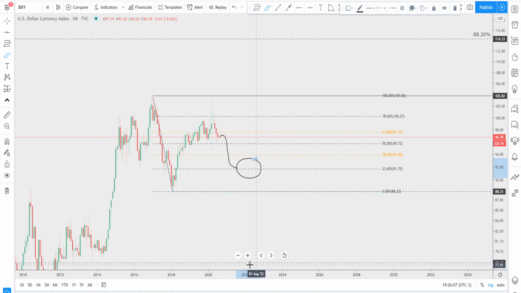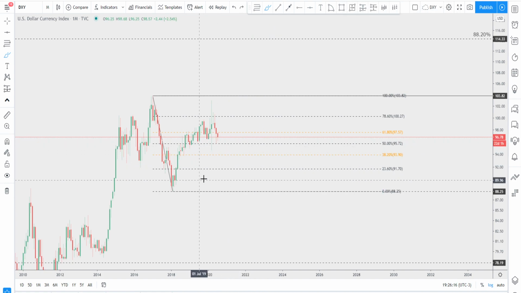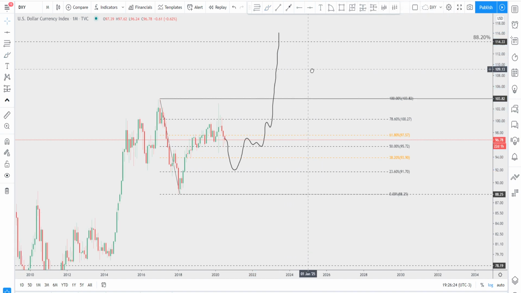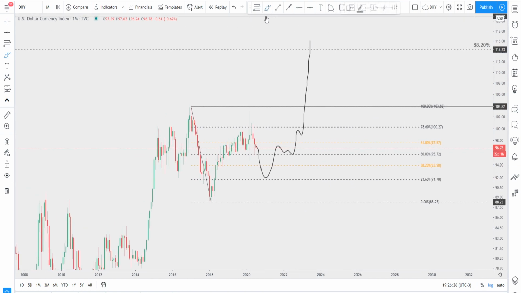Don't account the time frame here. I'm just using longer lines for you guys to have a better understanding. But the thing is, if this scenario is correct, for example, we go down here, then we go up, bang bang bang, and then we go. This is a likely scenario to play out.